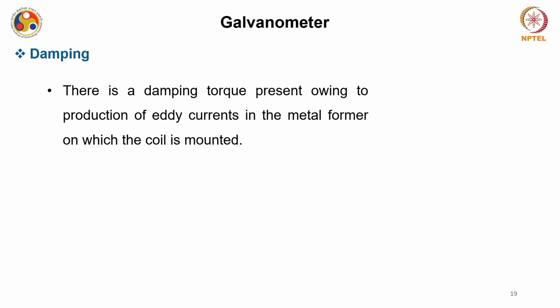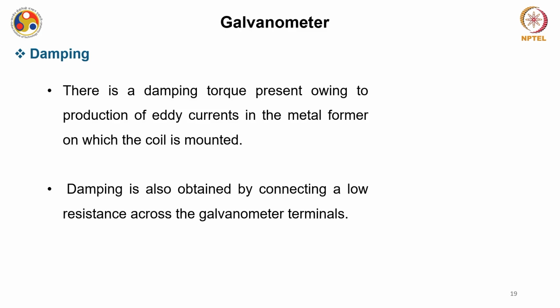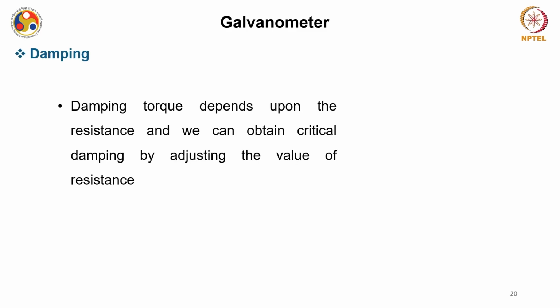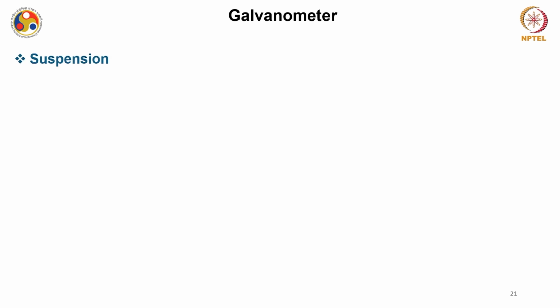You should have the controlling system, etc. So there is a damping torque present owing to the production of eddy current in the metal former on which the coil is mounted. So the former itself is helping in inducing a certain kind of eddy current which opposes any kind of oscillation. Damping in modern days can also be obtained by connecting a low resistance across the galvanometer terminals. Damping torque depends upon the resistance, and we can obtain a critical damping by adjusting the value of the resistance that we have just connected.